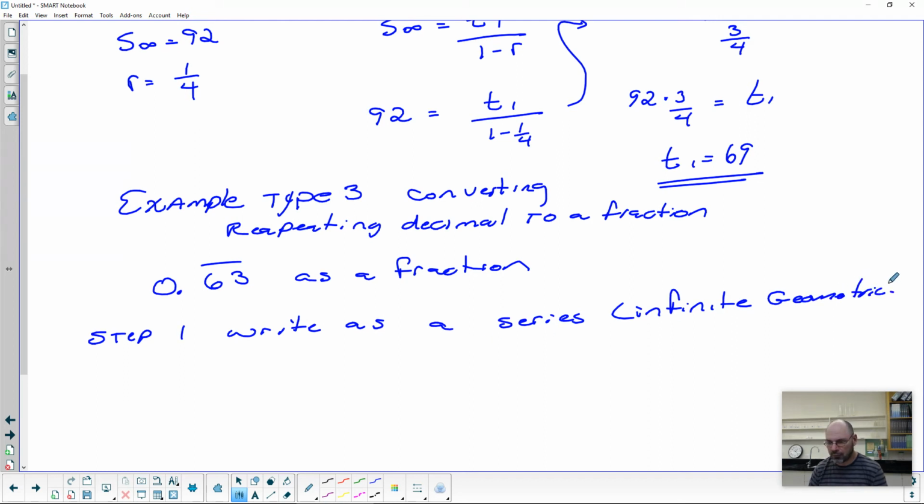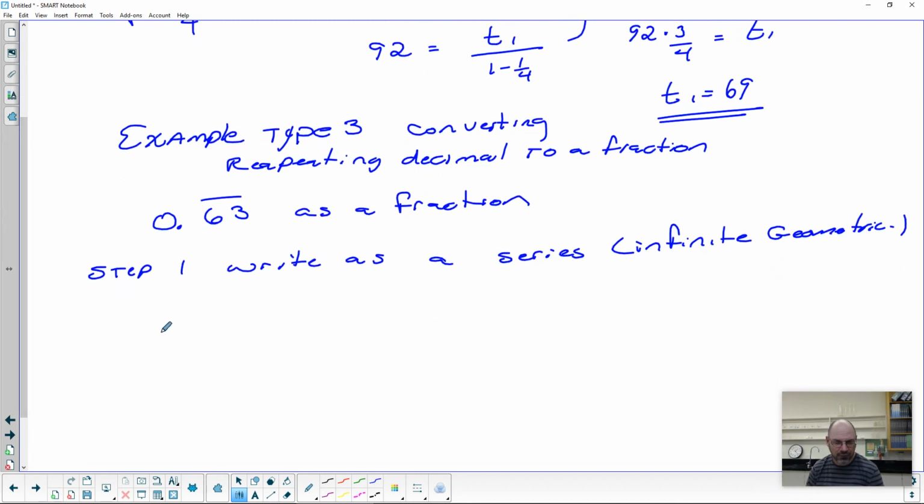Okay, so it's pretty easy to do. All you do is you start off, it's going to be 0.63 plus, now you just put the two zeros there. So 0.0063 for the next one, and then you just put two more zeros, however many digits are repeating. 0, 0, 6, 3, and then you keep on going. And that would be the sum of the series.